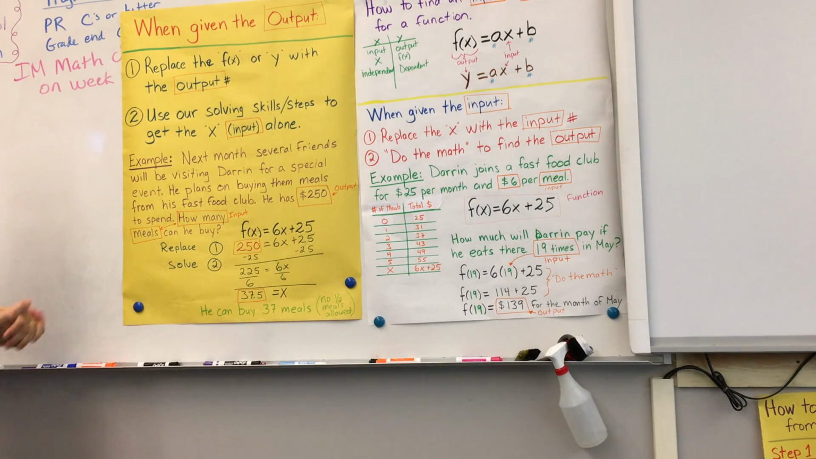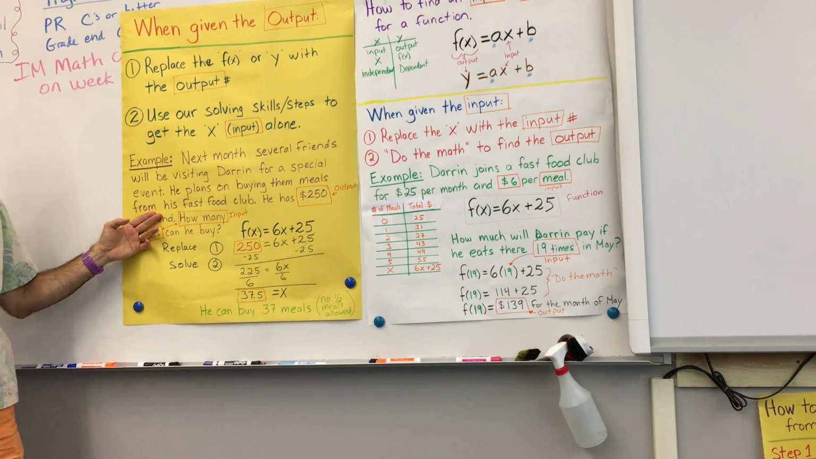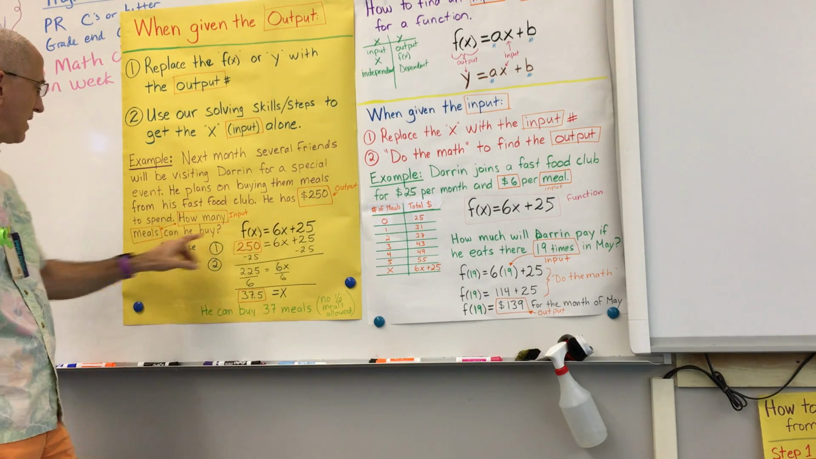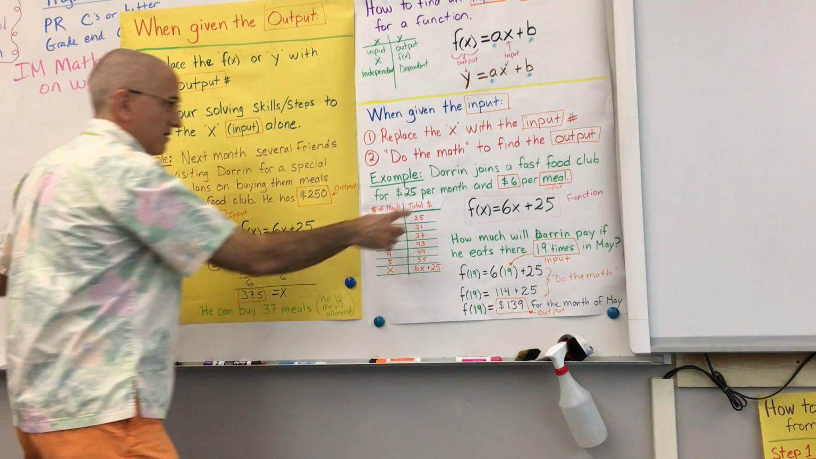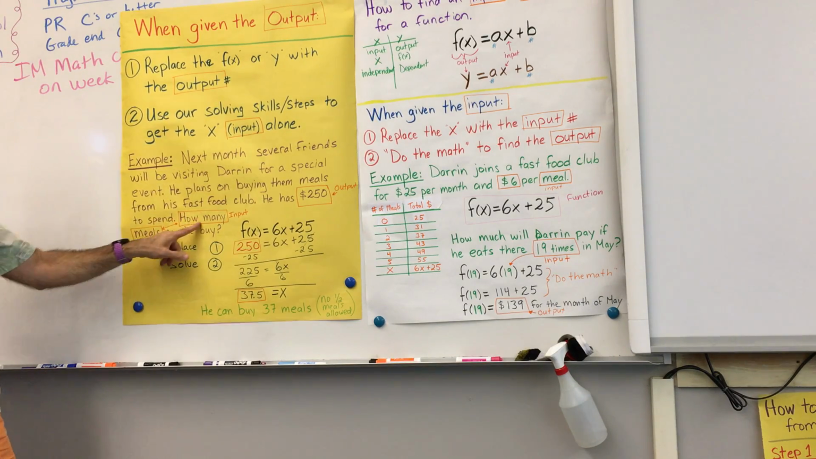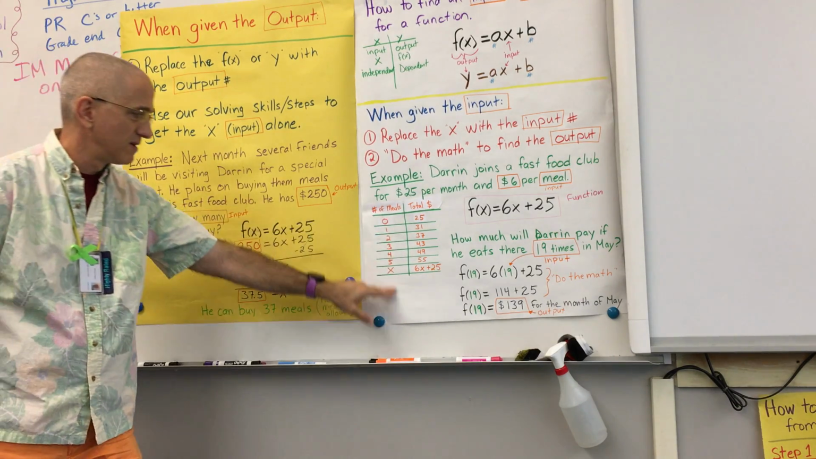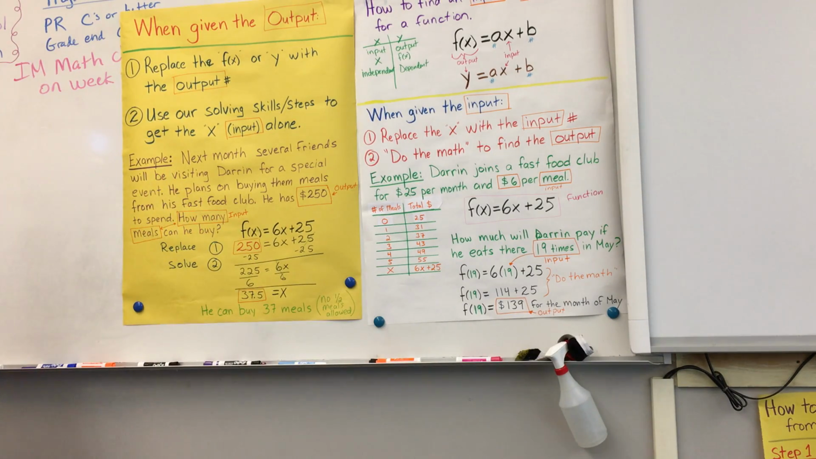Okay, here's the story, continued. Next month, several friends will be visiting Darren for a special event. He plans on buying them meals from his fast food club. He has $250 to spend. That's his output, right? His total is $250. How many meals, that's the input, can he buy? How many meals, how far down can we go before we run out of money?